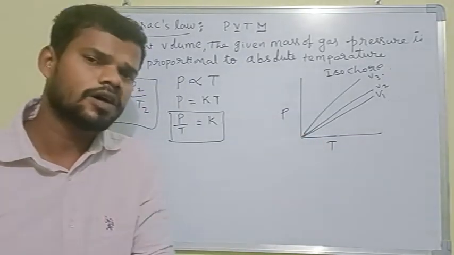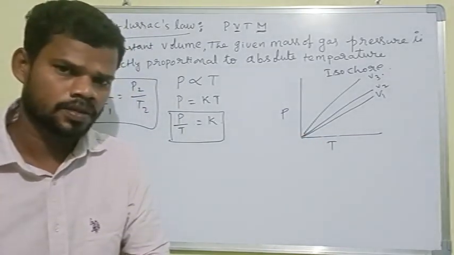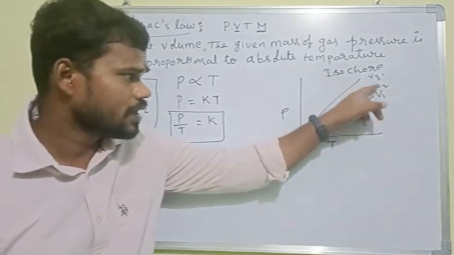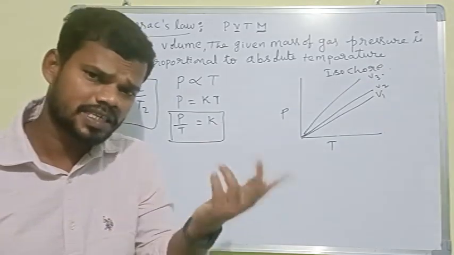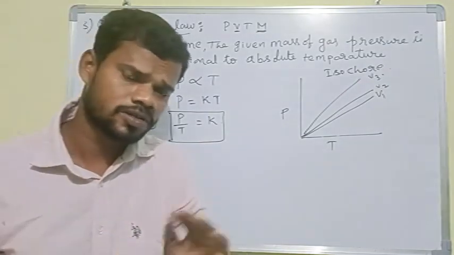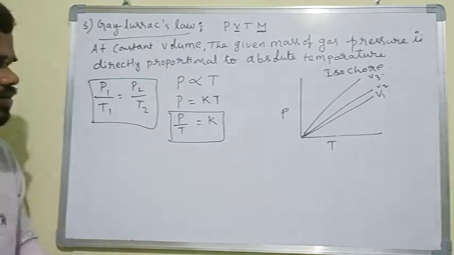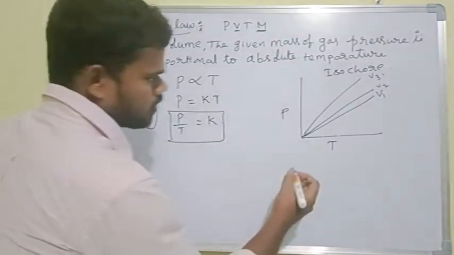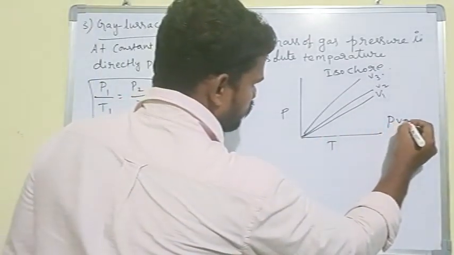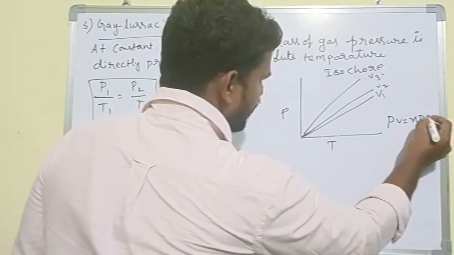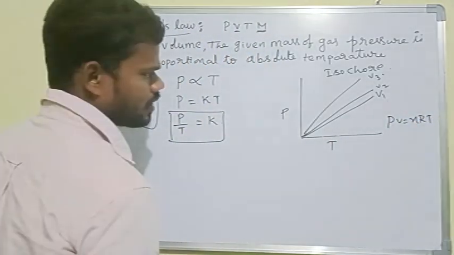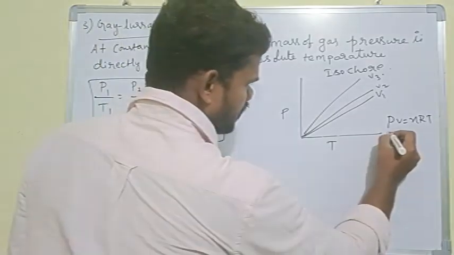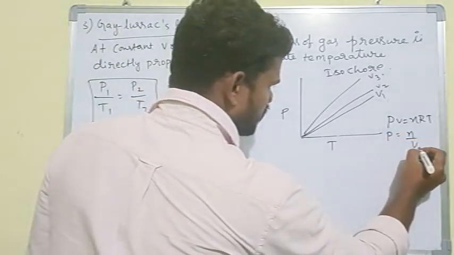what is the correct order for the given volumes here? Is V1 greater than V2 greater than V3, or V3 greater than V2 greater than V1? Which order is correct? Let's see. Generally, PV equals nRT, the ideal gas equation, as we know. So P equals n by V times RT.